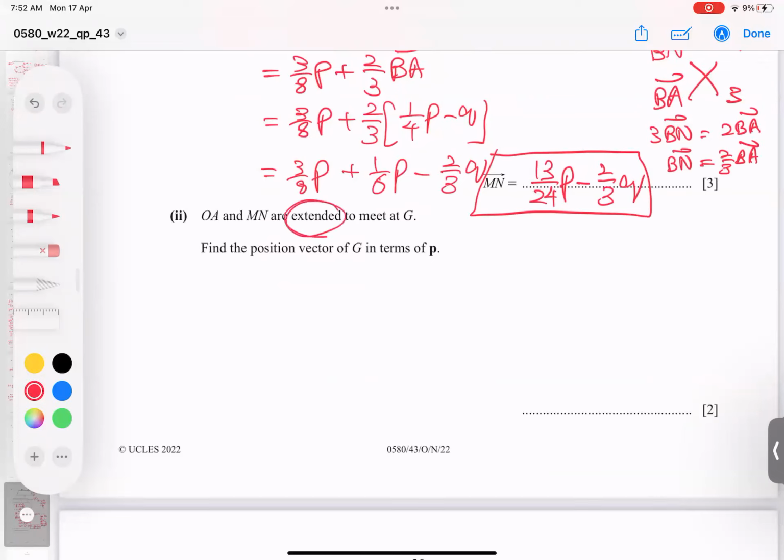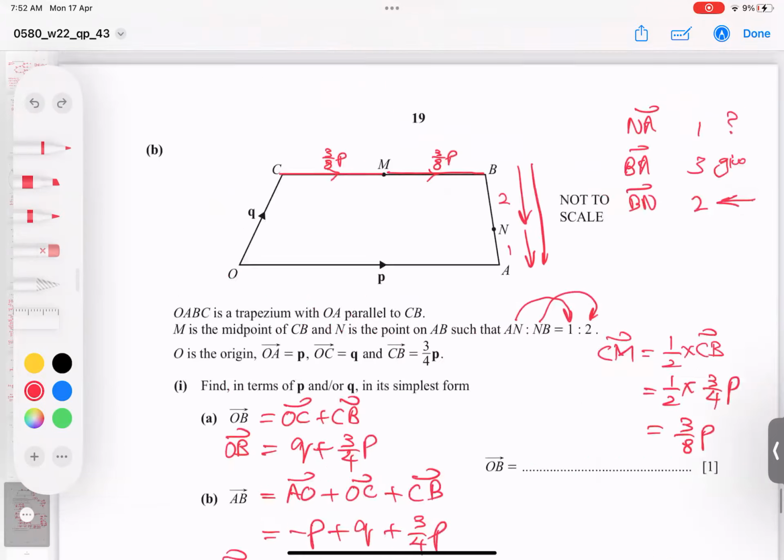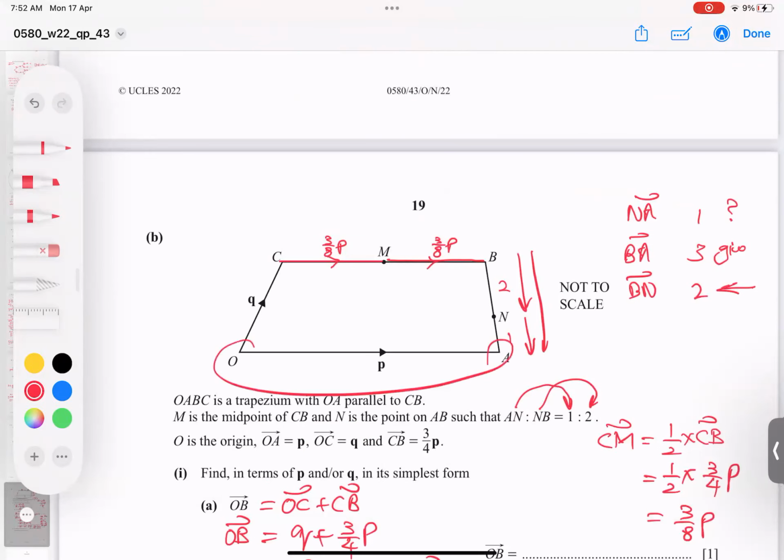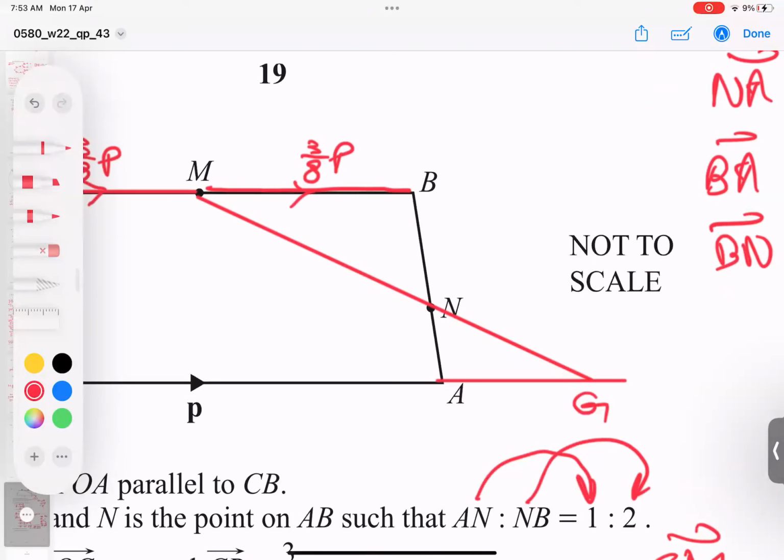OA, whenever the extended plus idea comes, we have to go for similarities. OA and MN, extended at meeting point G. Where is OA, O and A? So first of all, let me erase these things. OA, if I extend OA, okay, and then extend MN, okay, this letter is G. I repeat, whenever two lines intersect, this angle is always equal.